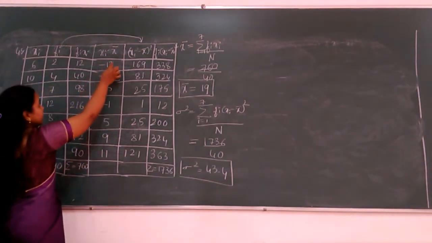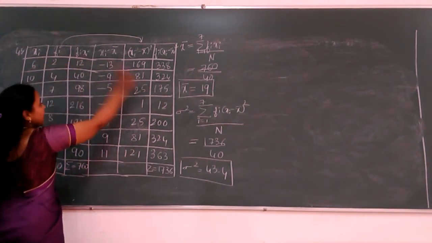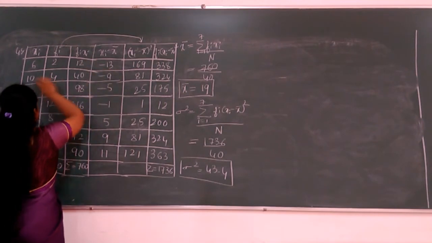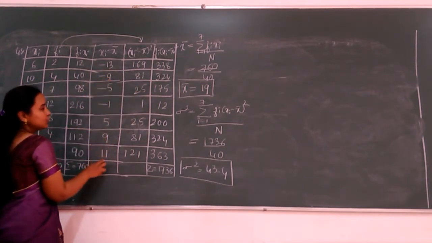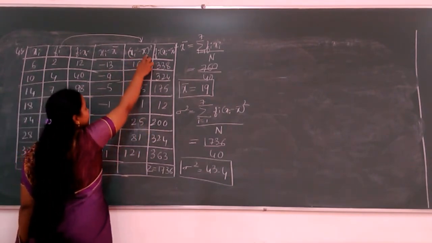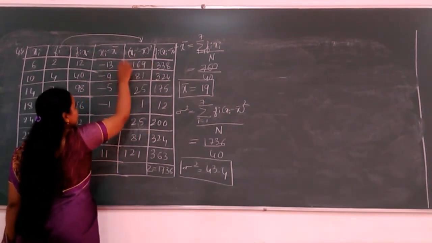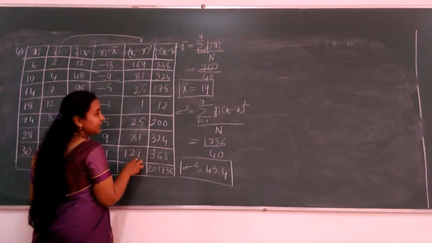So what have we done? We have subtracted the mean from each xi. 6 minus 19 is minus 13. 10 minus 19, that is minus 9. Like this it goes on. Next we have squared these numbers because we want (xi minus x bar) whole square. So it will be 169, 81 and so on until 121.